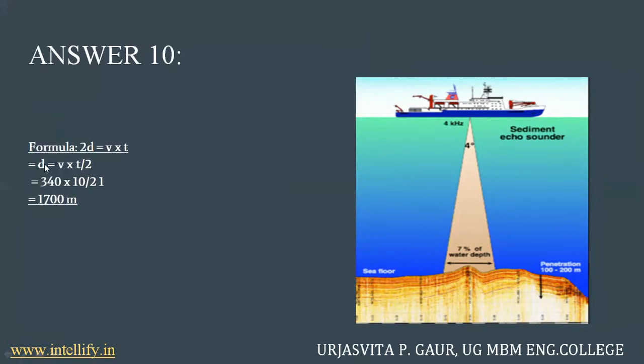So this distance d, the distance between the cliff and the child, can be calculated as v × t divided by 2. Here v is given as 340, multiplied by 10, the time taken to hear the echo from the cliff, divided by 2, which gives us the answer: 1700 meters.